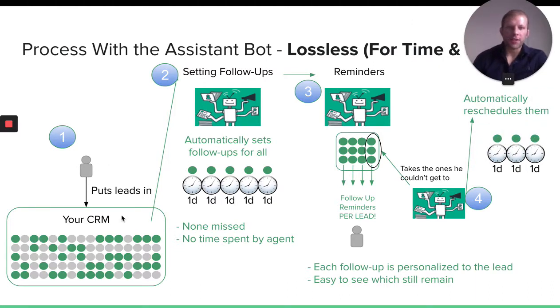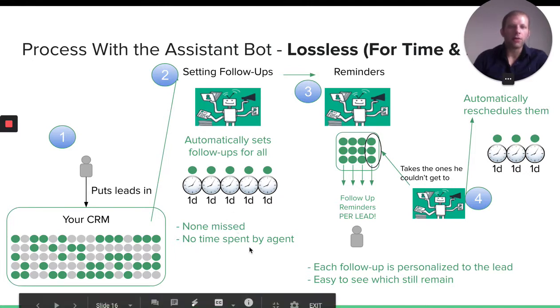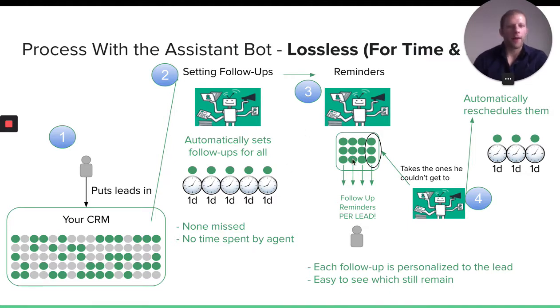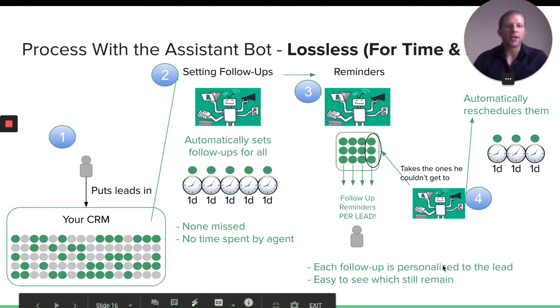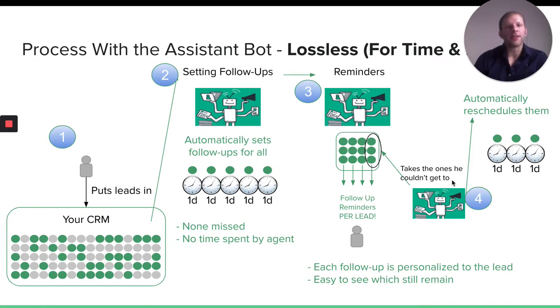So your agent puts the lead into the CRM. The bot would be setting all the follow-ups, so that none are missed and no time is spent by the agent, as opposed to in a CRM where he would have to do them all manually. For reminders, the bot would send them to each agent per lead, so that each one is personalized according to the lead, and because it's sent individually per lead, your salesperson is actually able to see which ones he's already addressed and which ones he hasn't. And then the bot can take the ones that he didn't get to and automatically reschedule them again, so that your agent doesn't need to, one by one, go through and reschedule each one of them.